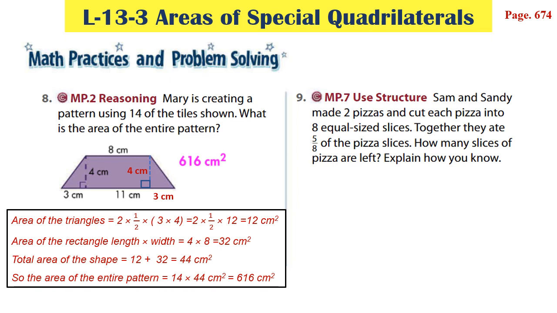Area of the triangles equals 2 times 1/2 of 3 times 4, equals 2 times 1/2 of 12, equals 2 times 6, 12 square centimeters. Now area of the rectangle equals length multiply width, equals 4 times 8, equals 32 square centimeters. So the total area of the shape is 12 plus 32, equals 44 square centimeters. So the area of the entire pattern, 14 times 44 square centimeters, equals 616 square centimeters. Clear.